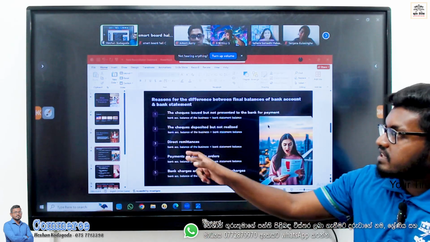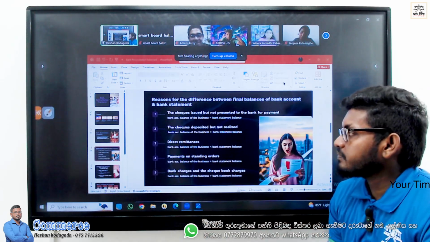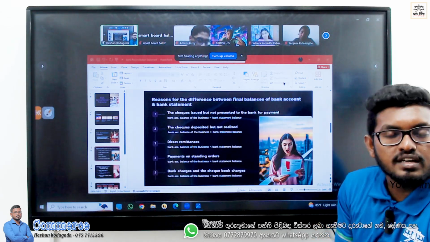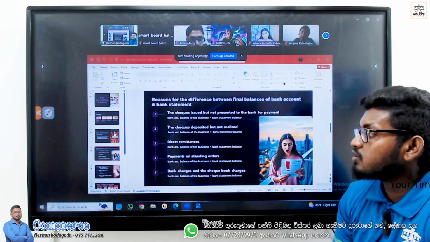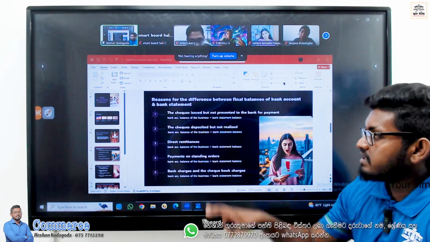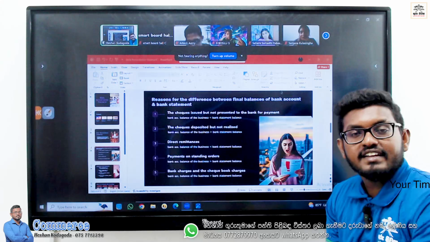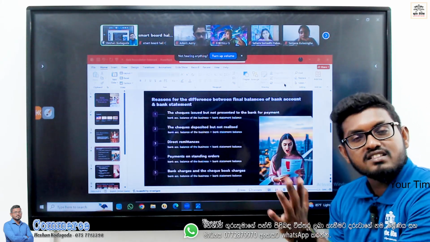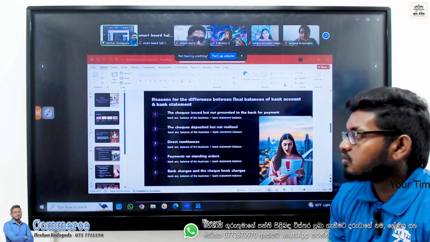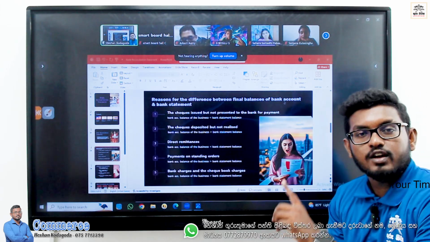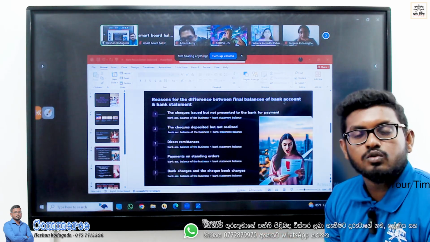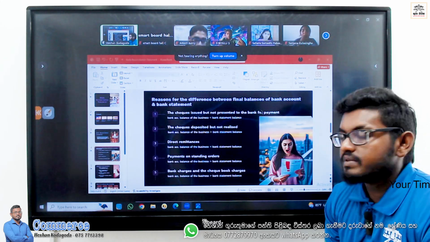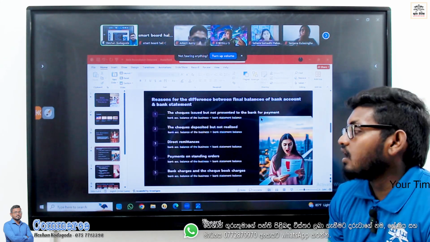So here you can see deposited but not realized: recorded in the debit side of the bank account but not recorded in the credit side of the bank statement, because of that the bank account balance is higher than the bank statement. Direct remittances are recorded only in the credit side of the bank statement but not in the debit side of the bank account, so the bank statement balance is higher than the bank account balance. Payment on standing orders is recorded on the debit side of the bank statement and not recorded in the credit side of the bank account, because of that the bank account balance is higher than the bank statement.